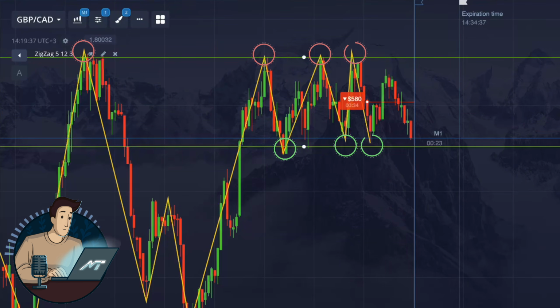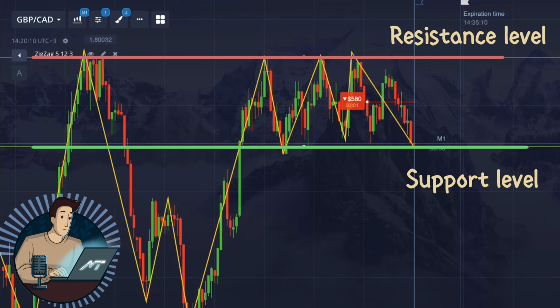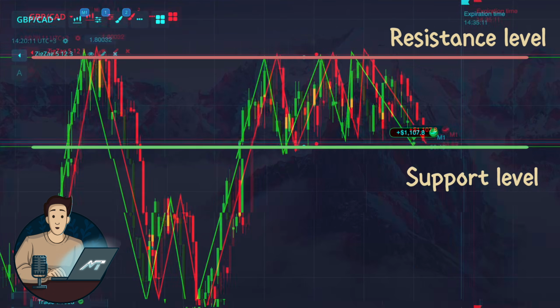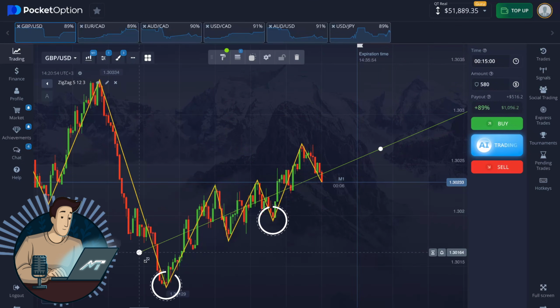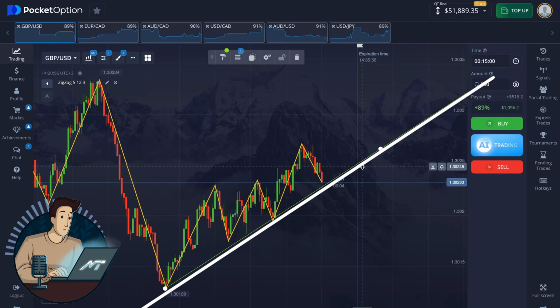Using these points, it becomes much easier to draw support and resistance levels, as well as trend lines. Simply connect the bends in the indicator's curve.